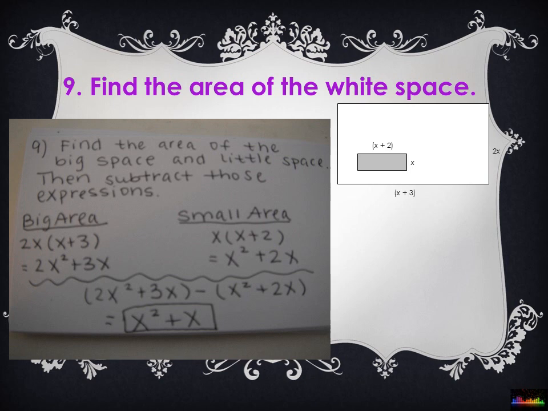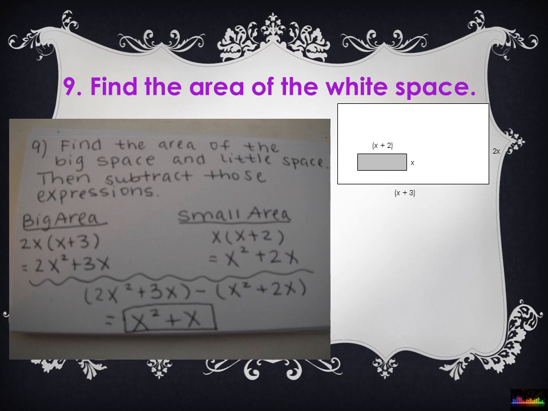So in order to find the area of the big rectangle, you do the length, which is x plus 3, times the width, which is 2x. You are going to distribute 2x to both terms, and you are left with the area of the big rectangle is 2x squared plus 3x.